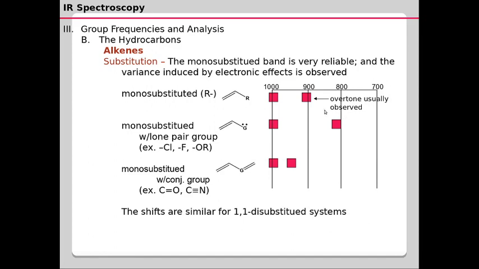As a result of this, what happens is we shall be seeing one band at around 800 centimeter inverse, which is usually strong, and another band at around 1000 centimeter inverse.